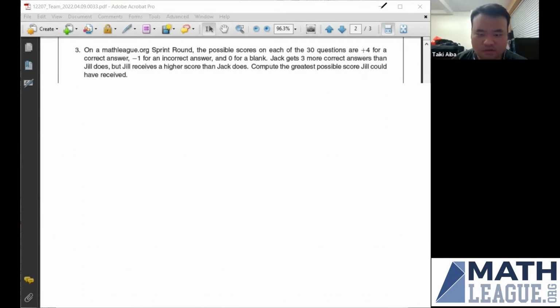My first idea is if we want to maximize the score Jill could have gotten, we want to maximize the number of correct answers first, since that will increase the overall score, as opposed to incorrect or blank. If Jack gets 3 more correct answers than Jill, then if Jack gets the most possible, which is 30, then Jill has at most 27 correct. So we can work downwards.